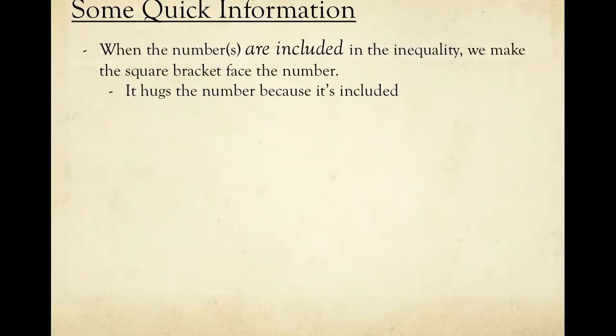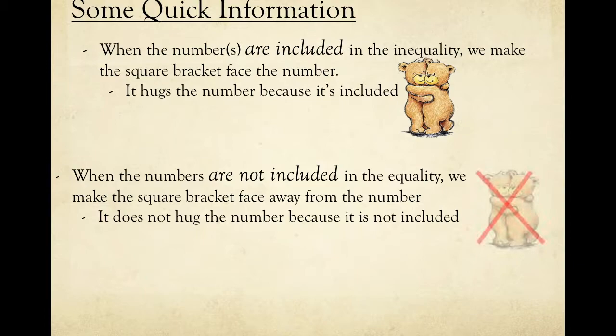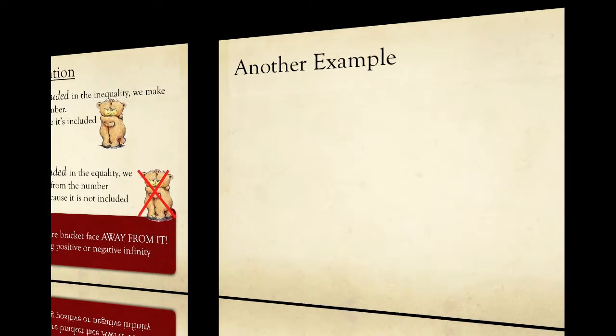Just some quick information for you. When the numbers are included in the inequality, we make the square bracket face the number, or hug the number, because it's included. When the numbers are not included in the inequality, we make the square bracket face away from the number. It does not hug the number because it is not included. Infinity, negative or positive, will always have the square bracket face away from it. Square brackets never hug positive or negative infinity.